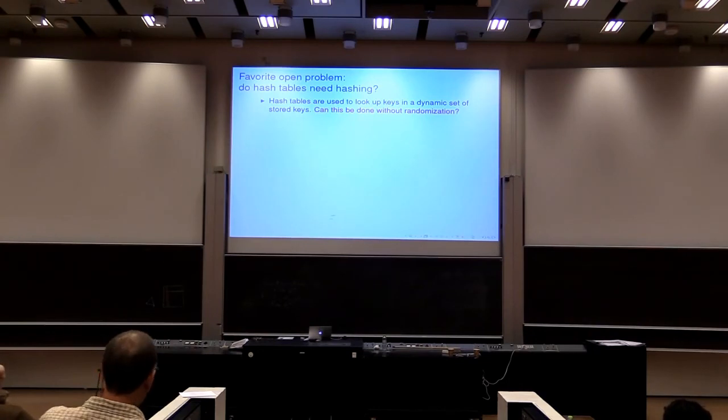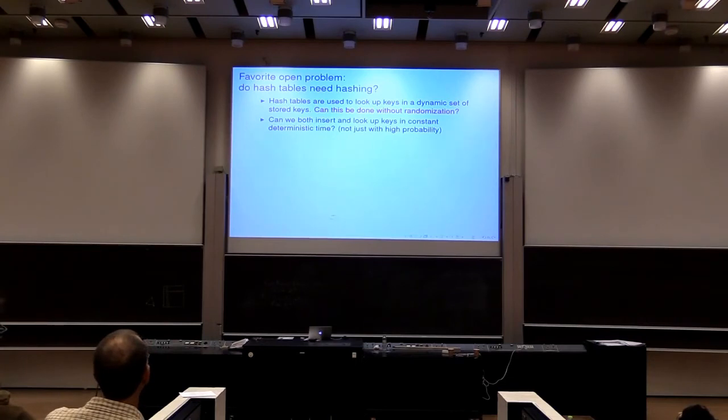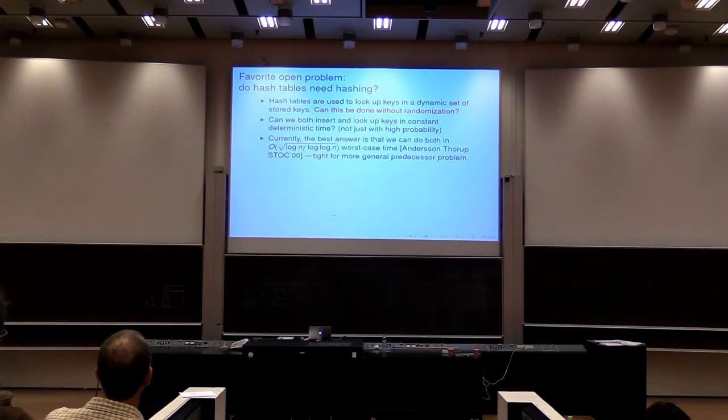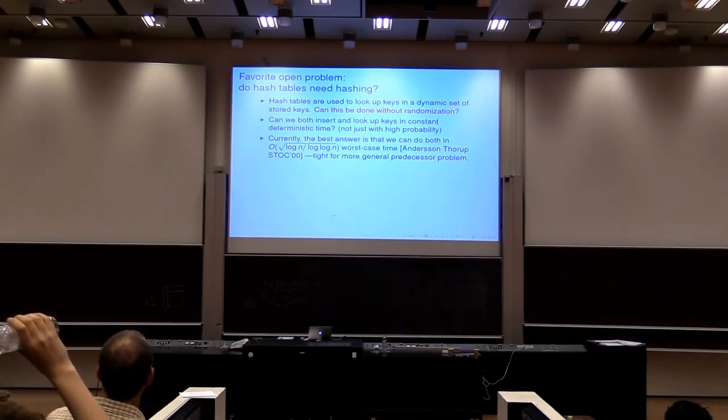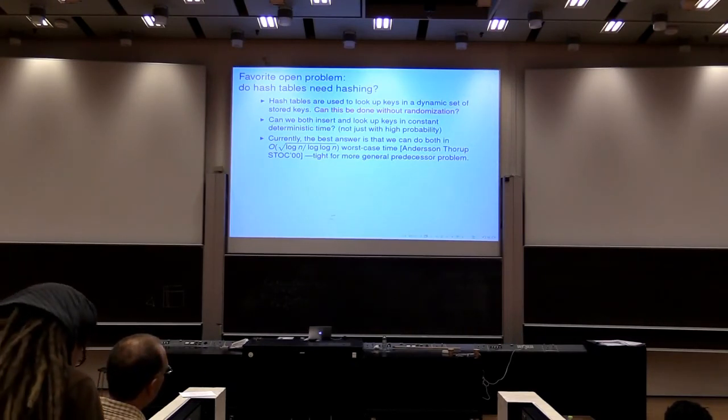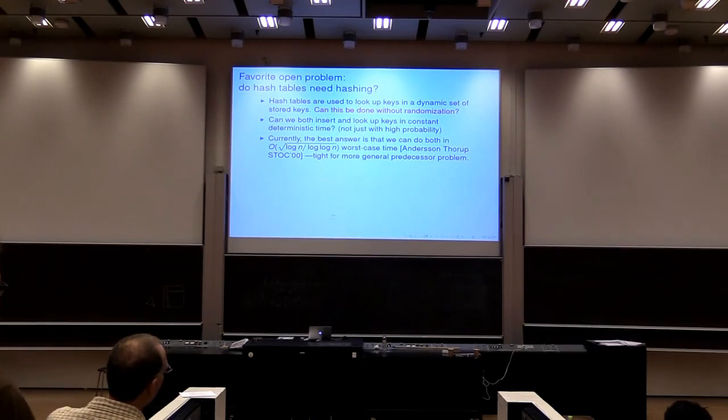So the question is really, do we need all this randomness? So again, we want to both insert and look up keys in constant time. Deletions are easy if we do insertions. And so the best upper bound is square root of log n in the worst case. And that's actually tight for a much more general problem, which is the predecessor problem. So the predecessor search problem, if you have a bunch of integers you have stored, when you do a search, you don't just say no if the thing is not there. You say what's the nearest key, what would be the predecessor if you had it stored.